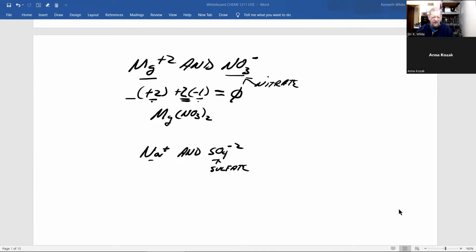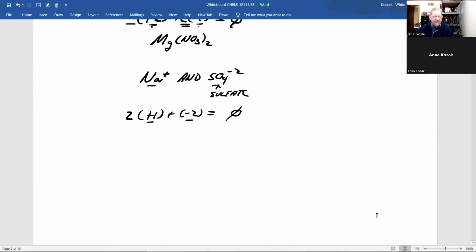If we look here, sodium is a +1 charge, and the sulfate anion is a -2 charge. All molecules have a net zero charge. So what do we do? Well, this is a -2. This has to be a +2. We can't change the charge, but we can change how many there are. And therefore, this tells us we have 2 sodium and 1 sulfate. And that's sodium sulfate. And that's how you do it.